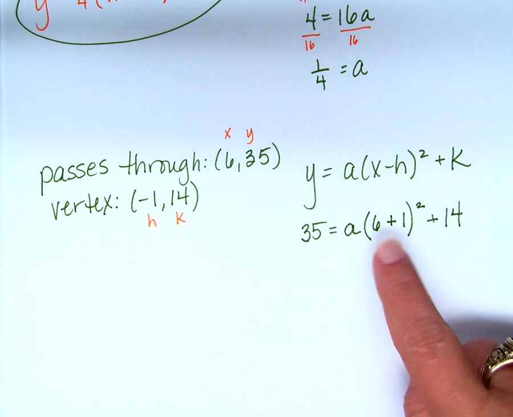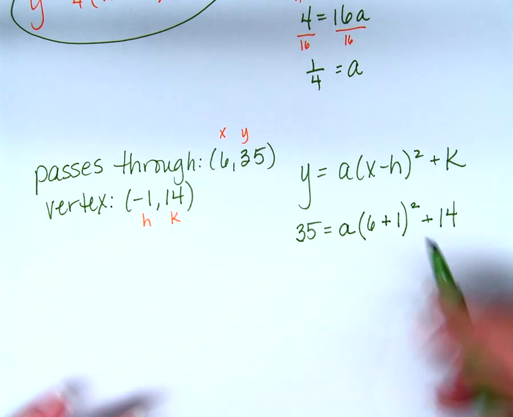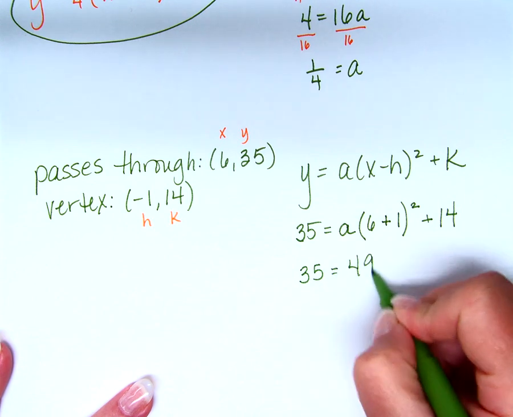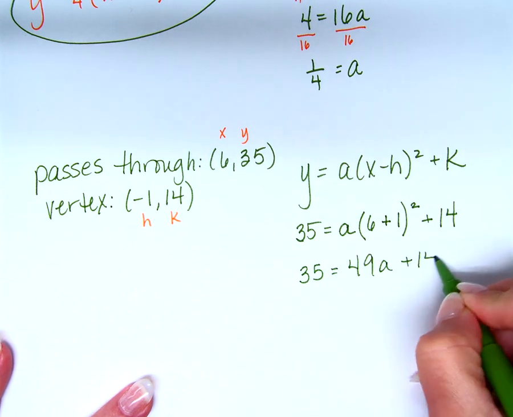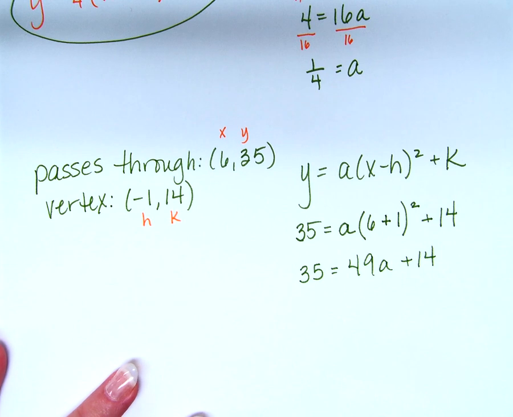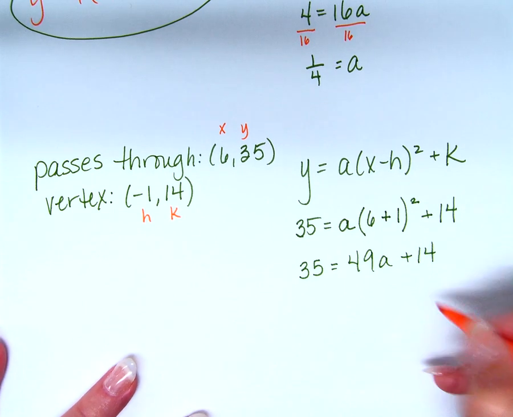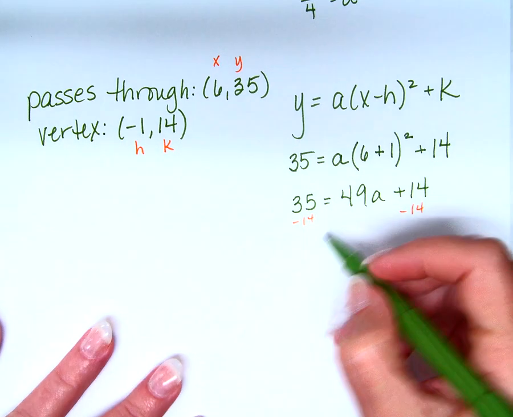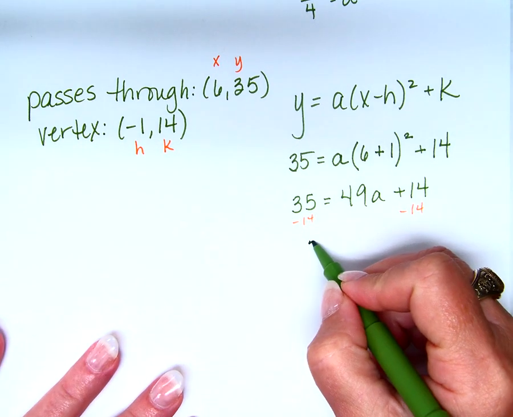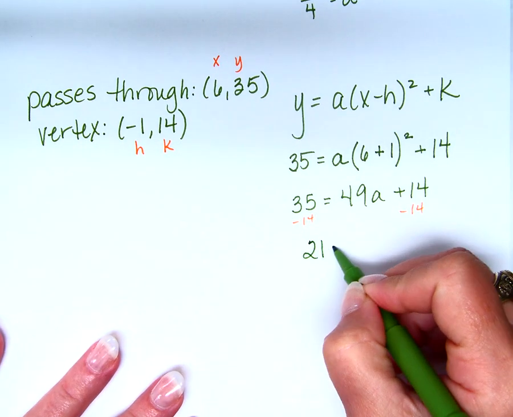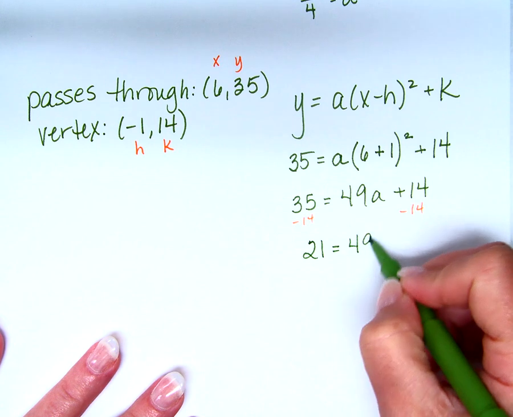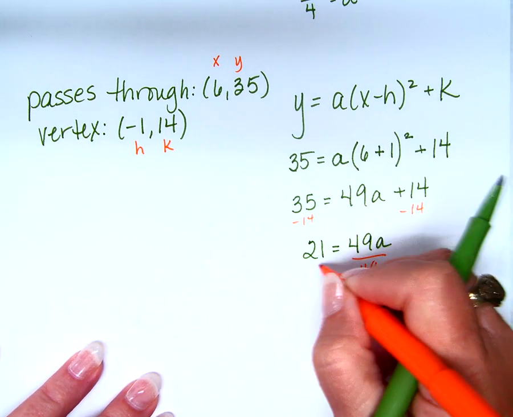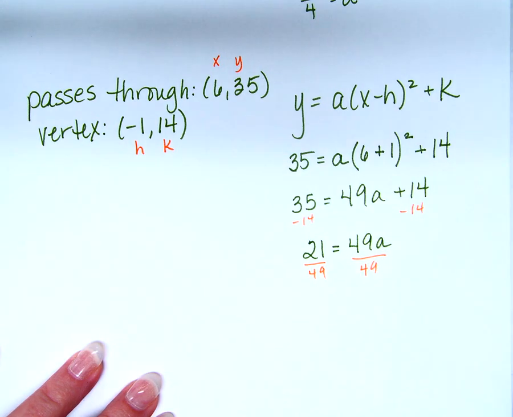So let's see, 6 plus 1, 7 squared. So 35 equals 49a plus 14. Now let's subtract 14. That's a good idea. Let's subtract 14 from both sides. Left-hand side I get 21. Very good. And then I have 49a right here. Divide by 49 on both sides. Very good. What does a equal?